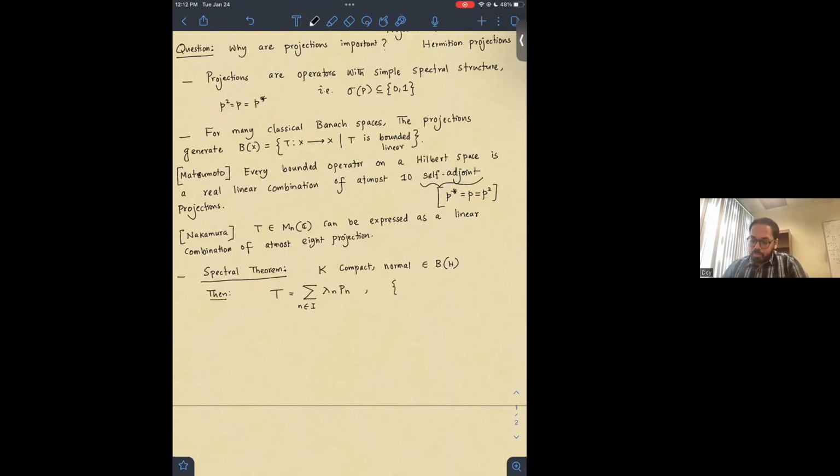And what are the lambda_n's? Since T is compact, we have eigenvalues in the spectrum. These lambda_n's are the non-zero eigenvalues, and these P_n's are the projections onto the eigenspaces.